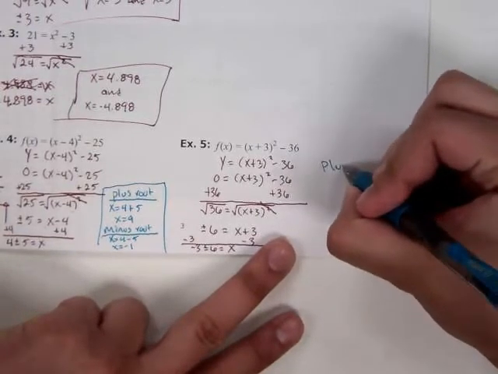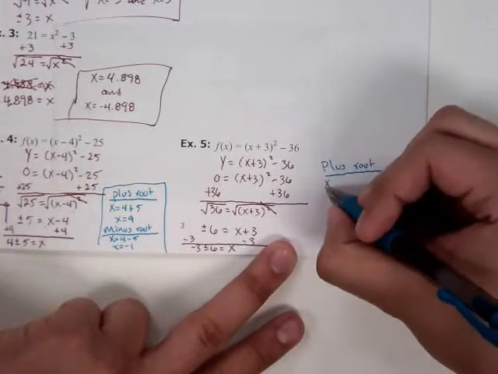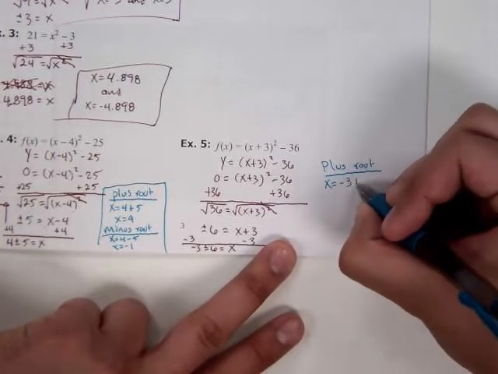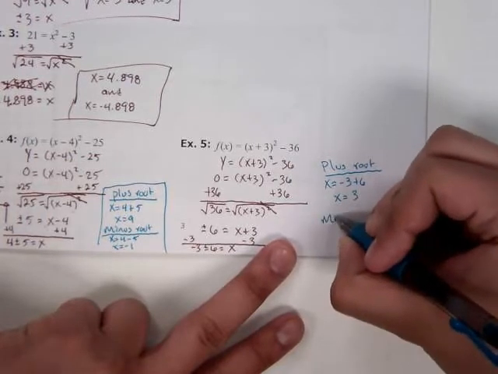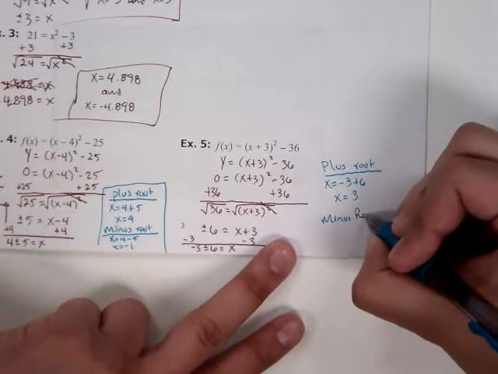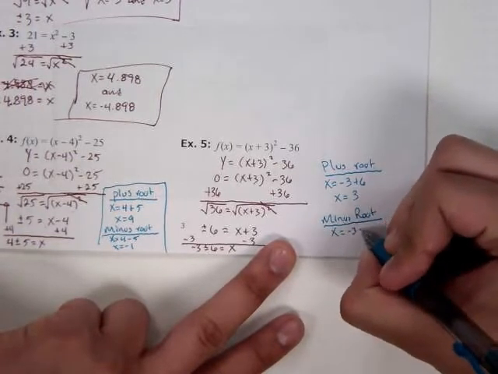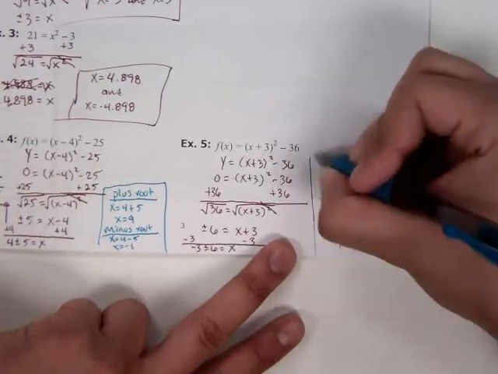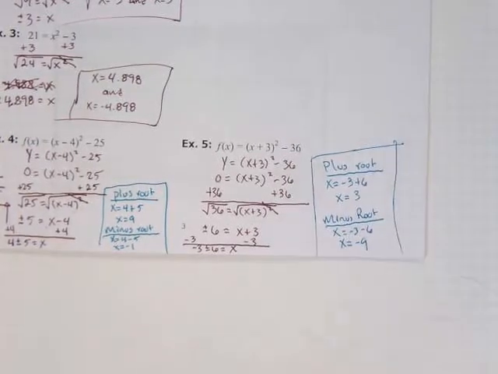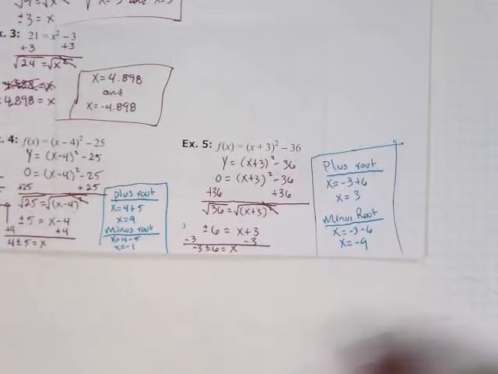Plus root. X is equal to negative 3 plus 6. That means x is equal to 3. Minus root. X is equal to negative 3 minus 6. That means x is equal to negative 9. And if you want to make sure you get the right answers, just graph this and find your zeros.